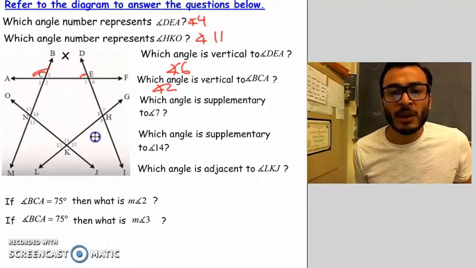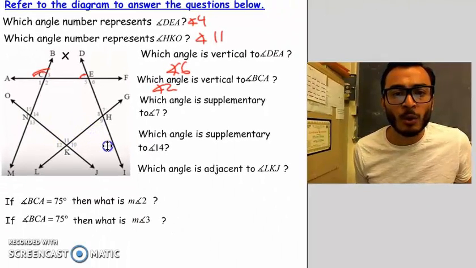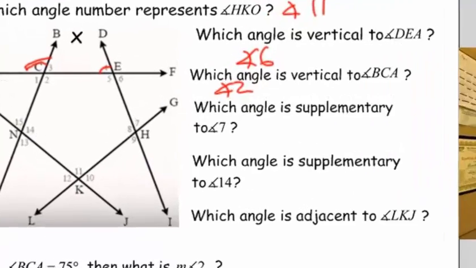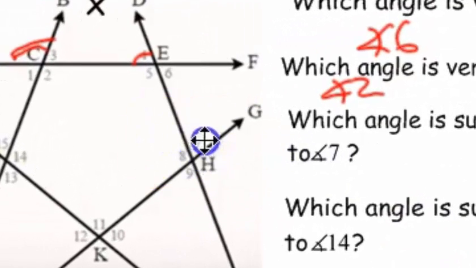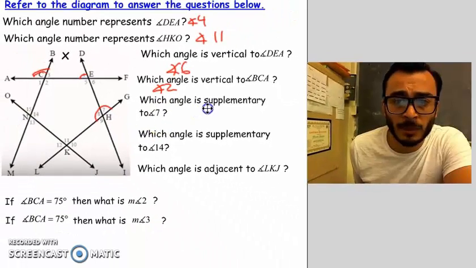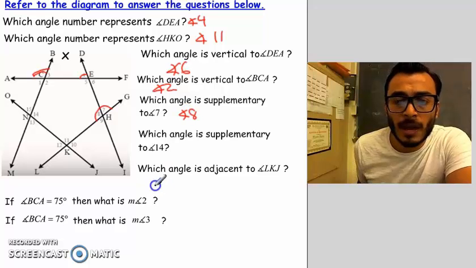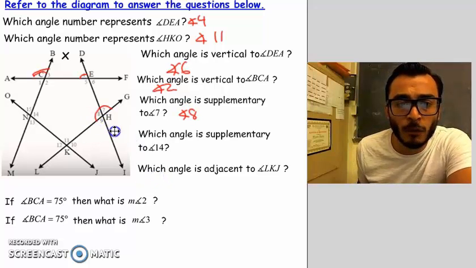Then it says which angle is supplementary to angle 7. Let's go ahead and find that bad boy. Here's angle 7. Supplementary to it. Right over here, you can see this is a straight angle. So in order to be supplementary to angle 7, it has to add up to 180. And then since angle 8 is adjacent to it and they form a straight angle, we could say that supplementary to angle 7 is angle 8. How about supplementary to angle 14?